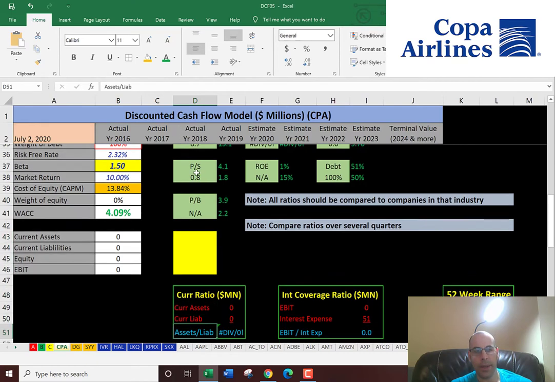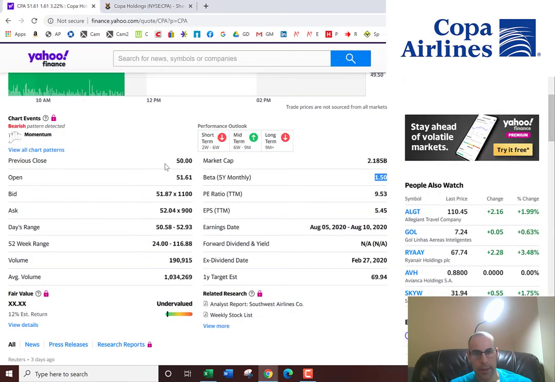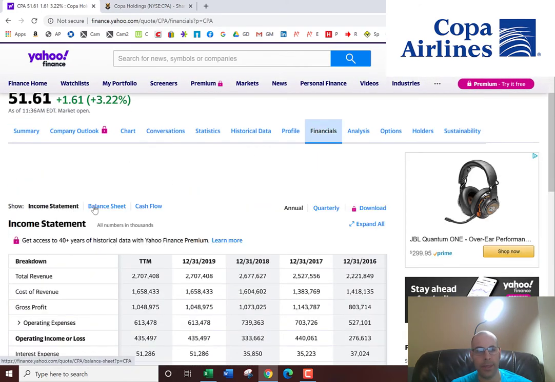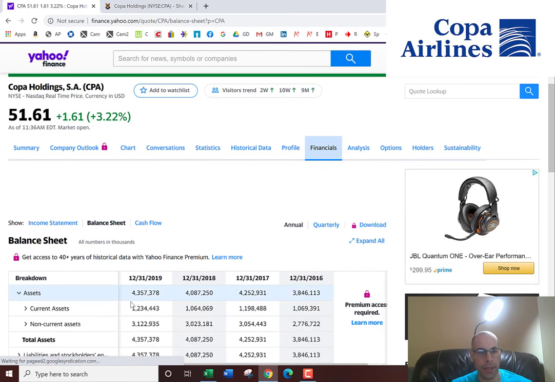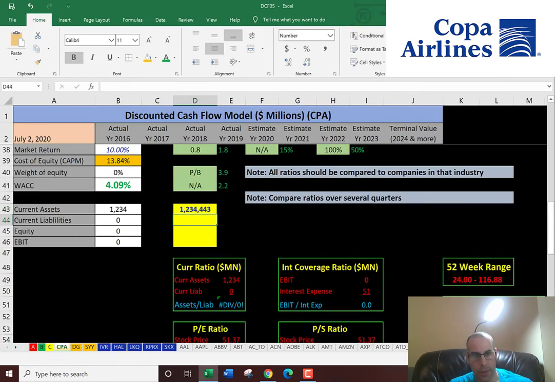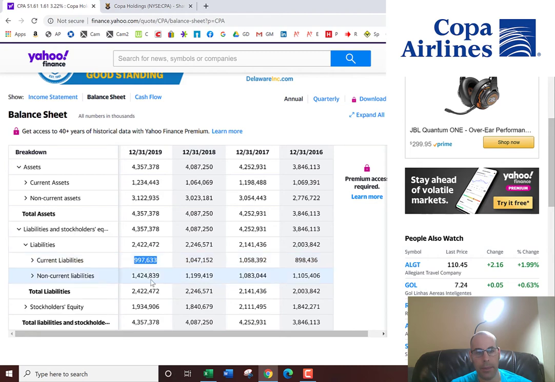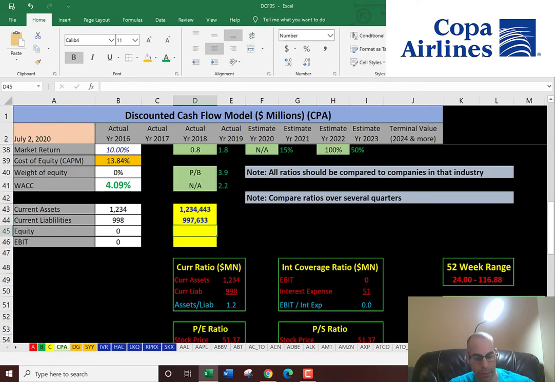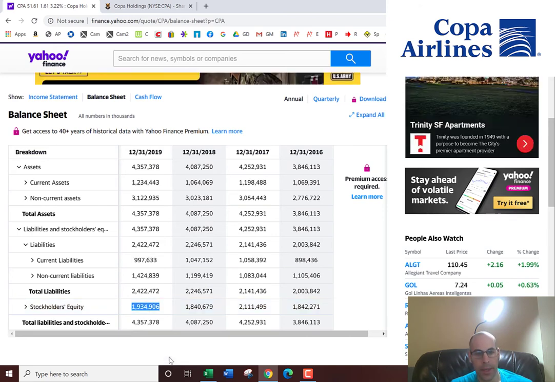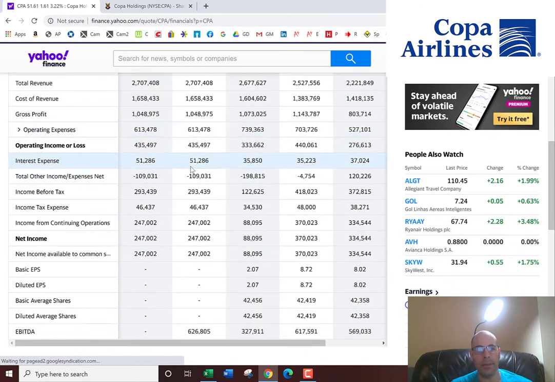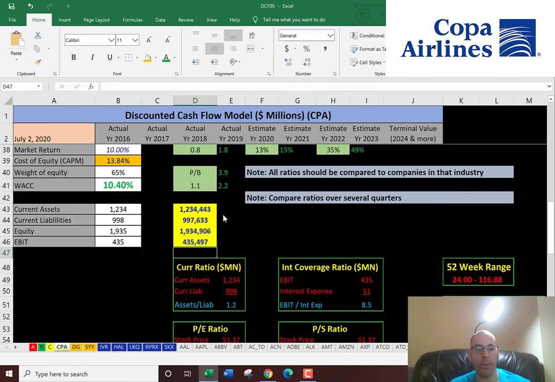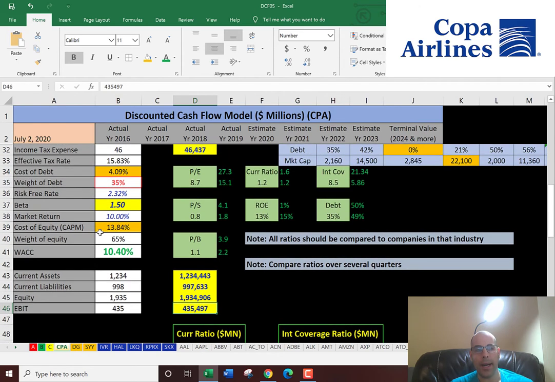Let's get some more information from the balance sheet. Let's get their current assets. These consist of cash, accounts receivables, and inventory, and that's on the balance sheet. And that's $1.2 billion. And let's get their current liabilities. And these are current debts and payables, which are due within 12 months. And that's $997 million. And let's look at their equity. That's $1.9 billion. That's total assets minus total liabilities. We also need their EBIT. That's earnings before interest and taxes, or operating income. That's how much money the company makes on its operational business, but before paying its interest expense and taxes. That's $435 million.